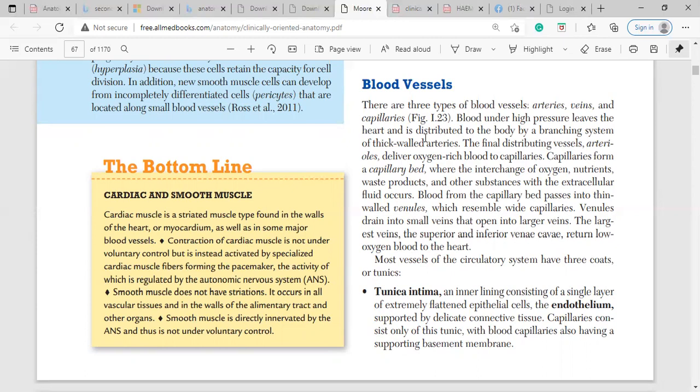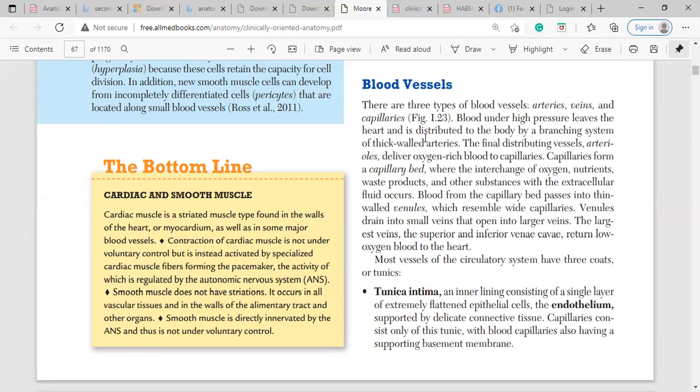So they need a thick wall to be able to withstand the high pressure with which blood flows through them. So arteries have thick walls because they carry blood at high pressure. Now, the fifth point you need to know about arteries: the largest artery in the body is called the aorta.